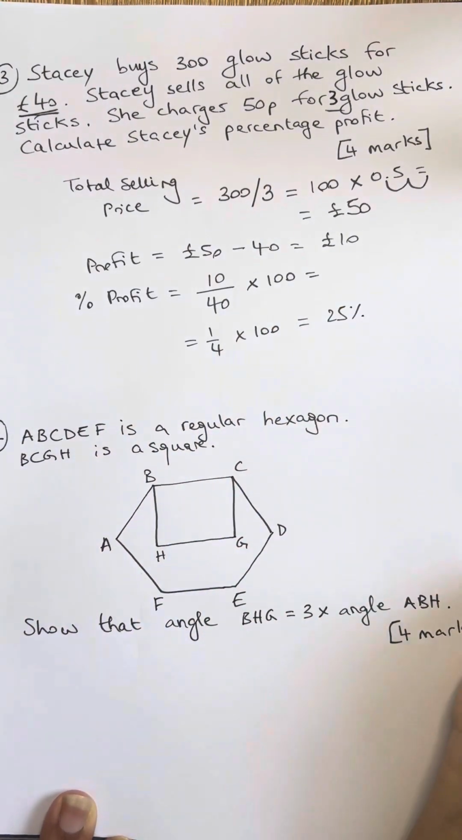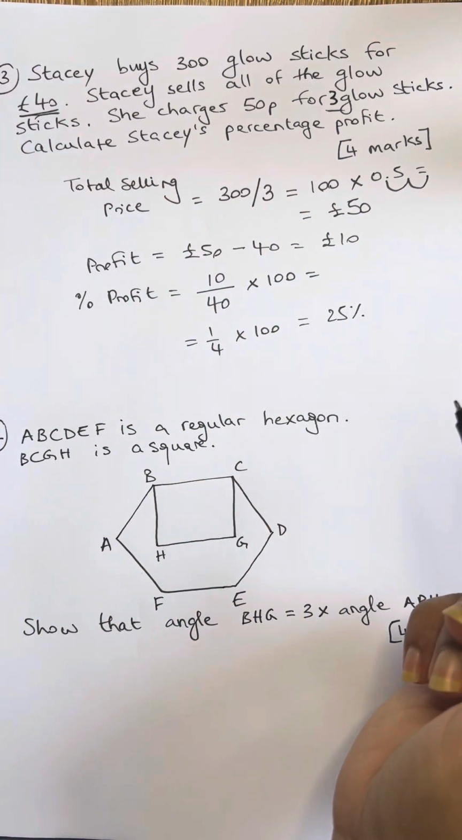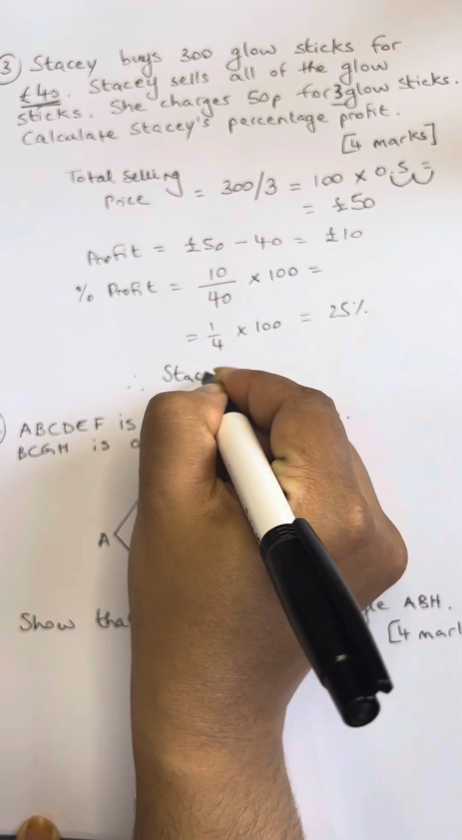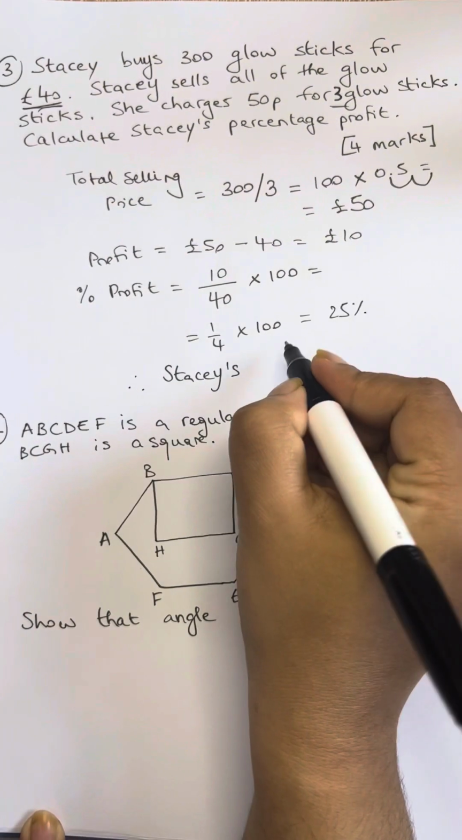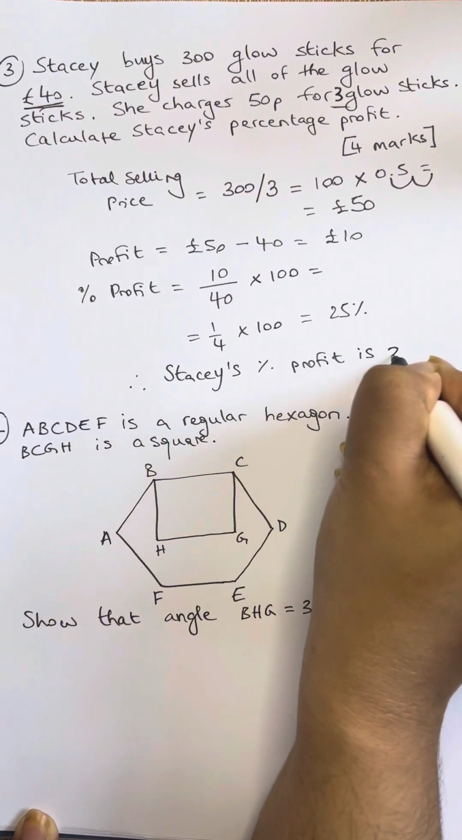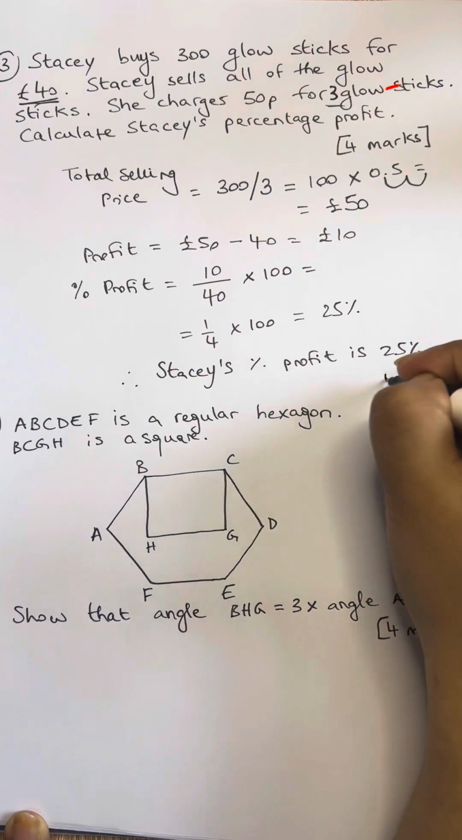So 25%. Because it's a 4 marker, for any of these questions, you can't just leave it like this. You need to write a statement: therefore, Stacy's percentage profit is 25%, and that is going to give you full marks.